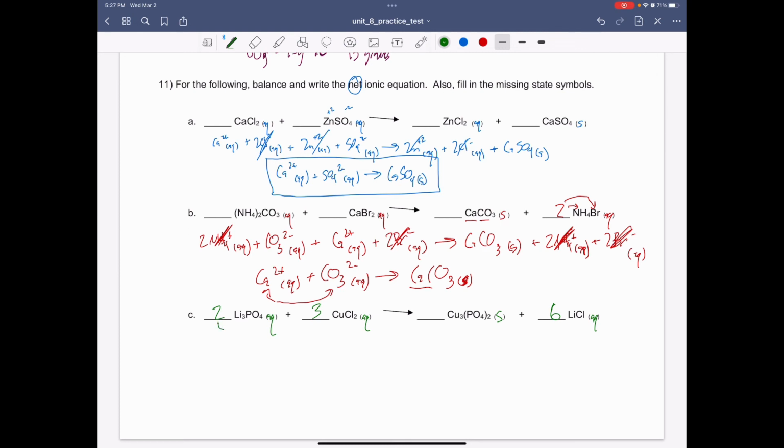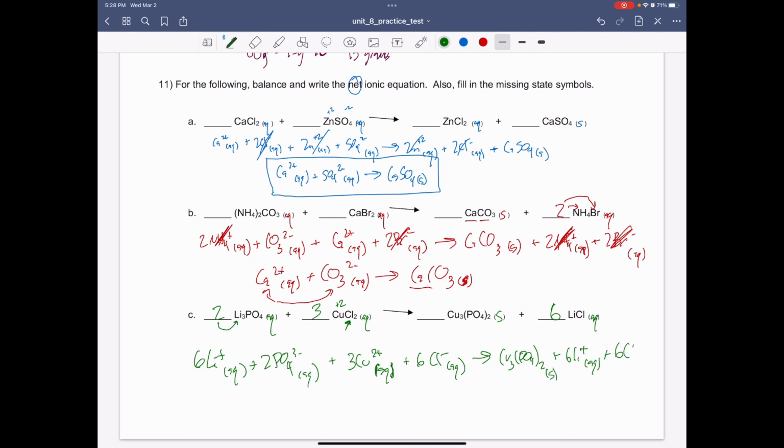So we have 2 Li3PO4, so that's going to be 6 Li pluses, aqueous, plus 2 PO4 3 minuses, aqueous. And again, I do get the charges from the list of polyatomic ions. Okay, so back to what I was doing. Plus 3 coppers. Now, what's the charge on this copper? Well, we have two Cls, and each one's a -1 charge, so this has to be a +2 to balance that out. Again, that's from a long time of doing chemistry. That's something we've been doing for quite a while. All right, so we're good there. Cu3(PO4)2 solid, plus 6 Li pluses aqueous, plus 6 Cl minuses aqueous.